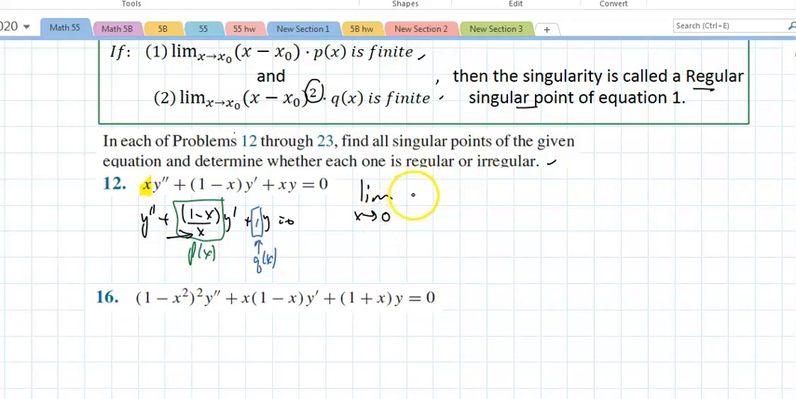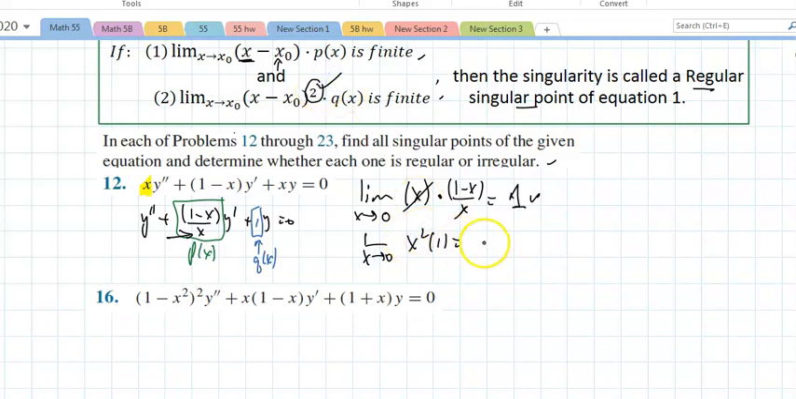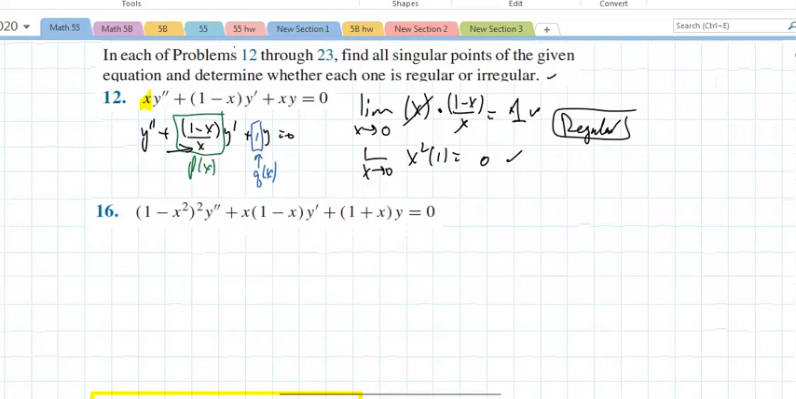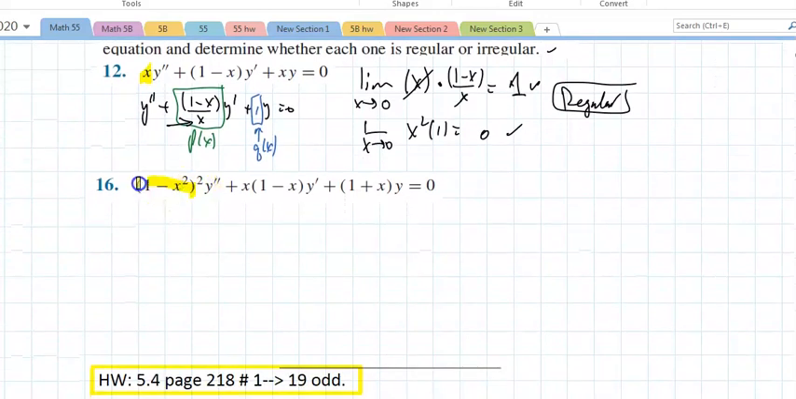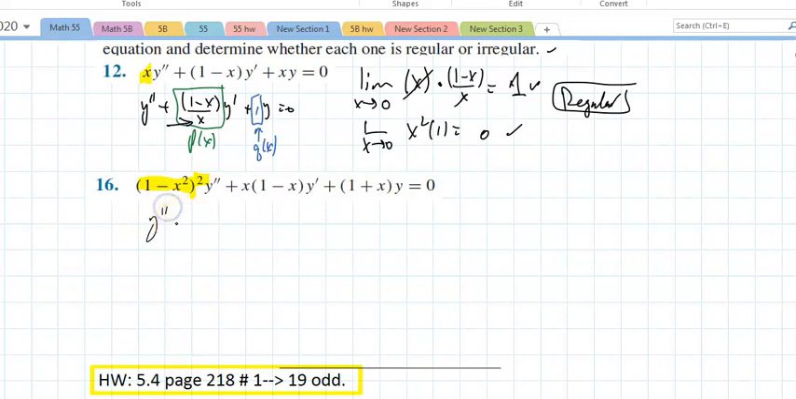Of what? Of x times, this is raised by x because that's a 0, P of x. P of x is (1 minus x) over x. Find that limit. Wouldn't these two cancel out? Wouldn't that be a 1? That's good. And what's the limit as x approaches 0 of x squared times 1? Isn't that a 0? So since both of those are finite, we say this is a regular point. Non-regular if one of those limits doesn't exist. The same deal happens here. This is not a positive 1. I ensure that's a positive 1. That's going to be our case all throughout this class.